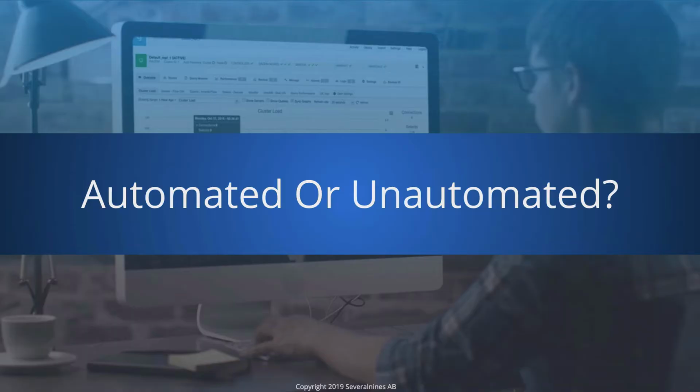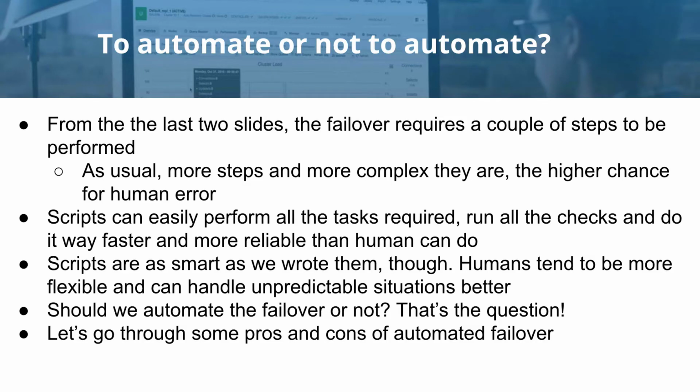So next is a question of failover. Does it need to be automated or not automated? For certain situations, failover, which has to be automatic, can be tweaked or relaxed in a way that it does not need to be fully automated. From the last two slides, the failover requires a couple of steps to be performed. As usual, the more steps and the more complex they are, the higher the chance of human error. Scripts can easily perform all the tasks required, run all the checks, and do it way faster and more reliably than a human can do.